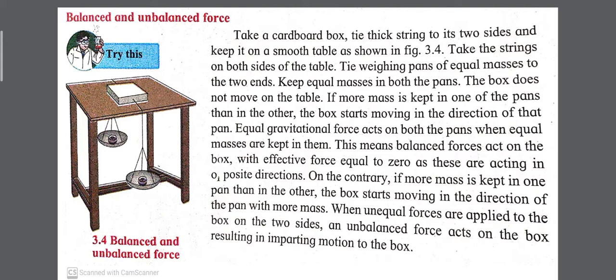So one more activity is there. You have to make a list of some more examples in which balanced and unbalanced forces are applied. So you have to write the examples in which contact and non-contact forces are applied, and also examples of balanced and unbalanced forces.